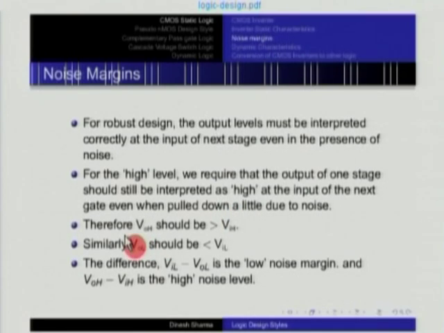Similarly, the output low should be lower than the value which is considered low at the input, and these differences are called the low noise margin and the high noise margin. That means this is the amount by which my output is better than my input, so that it gives me robustness against noise. So, if my output is high, even though some noise may pull it down, it would still remain high compared to what is considered high at the input of the next stage. Similarly, if my output is low, it may be pulled high by noise, but it would still remain low enough that it is considered low by the next stage, even in the presence of noise. So, this is the requirement for robustness.